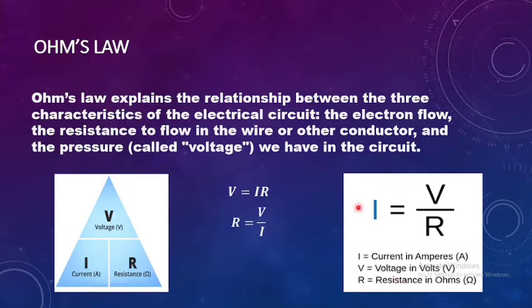So we have the formula I equals V over R, where I is the current in amperes, V is the voltage in volts, and R is the resistance in ohms. So we have the voltage, the current, and the resistance. If we are looking for voltage, voltage equals current times resistance. And if we are looking for the resistance of our circuit, we have V over I.